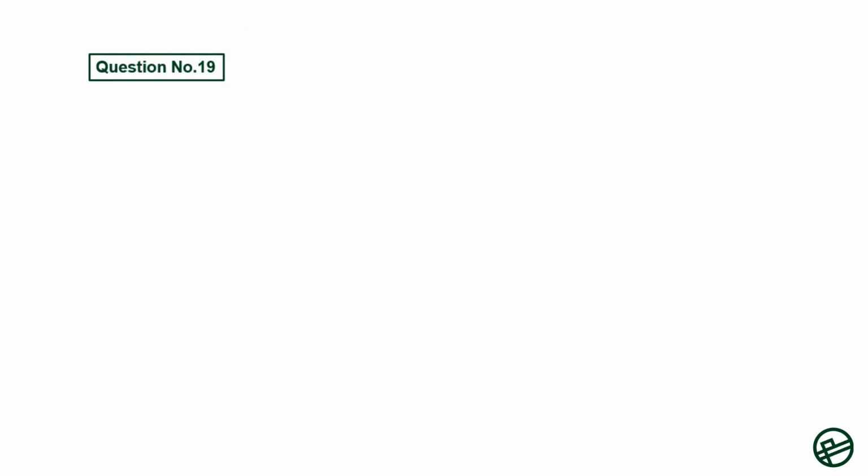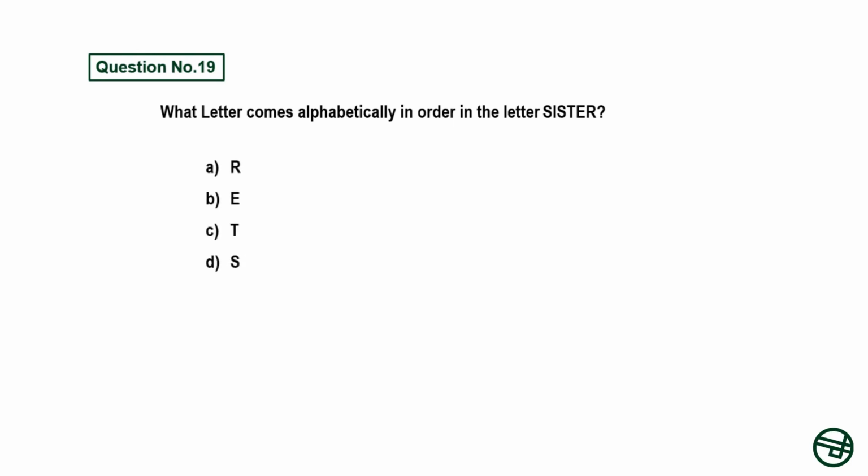Question number 19. What letter comes alphabetically in order in the letters of SISTER? Option A, R. Option B, E. Option C, T. Option D, S. Answer is option B, E. Explanation.